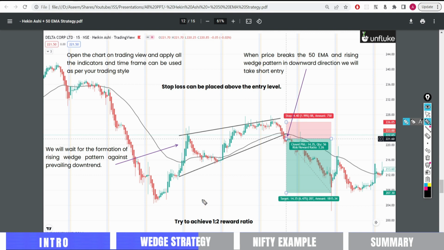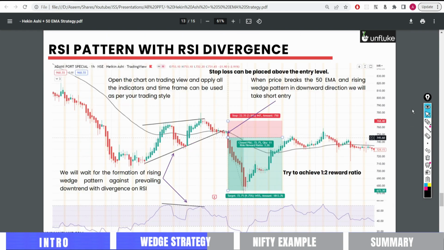Again, you can see that I've shown you the wedge on the Delta Corp. So I've got the wedge here, a proper wedge pattern formation. And then as usual, we have got the breakout, and the breakout has done both the moving average as well as the wedge breakout. I'll go for an entry here with this as the stop loss. And again, you can see that the wick would have actually given us a 1:3 profit also. Let's take one last example.